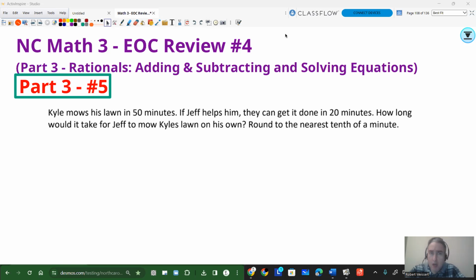So Kyle mows his lawn in 50 minutes. This is a work problem. How long is it going to take two people doing something together versus them individually? So Kyle mows his lawn in 50 minutes. That's Kyle. I'm going to go ahead and make a little Kyle diagram. He mows one lawn in 50 minutes. So we always put our job on top, how many jobs we have, and we always put our time on the denominator. So Kyle has one lawn in 50 minutes.